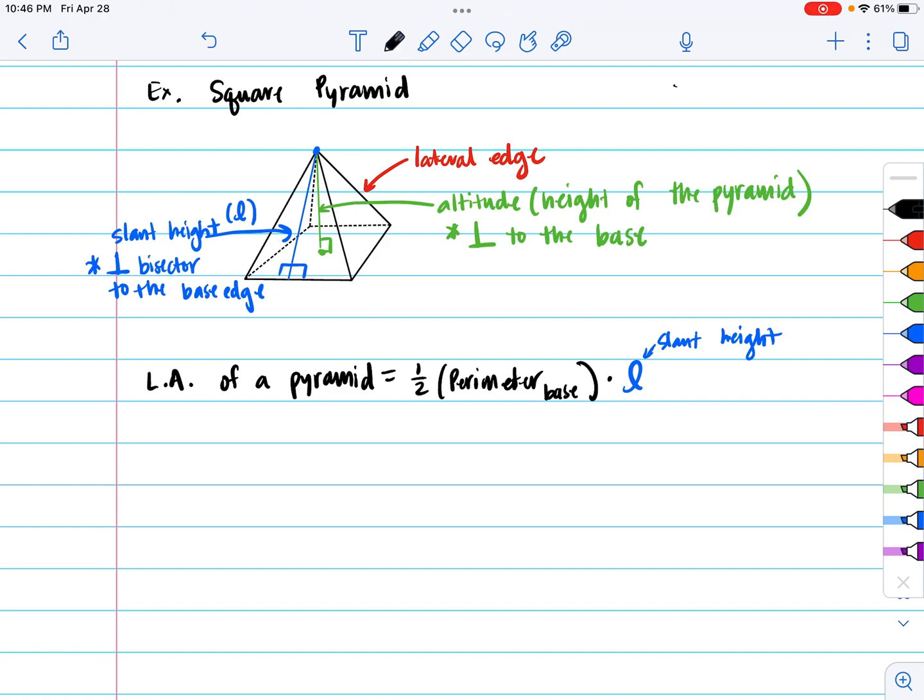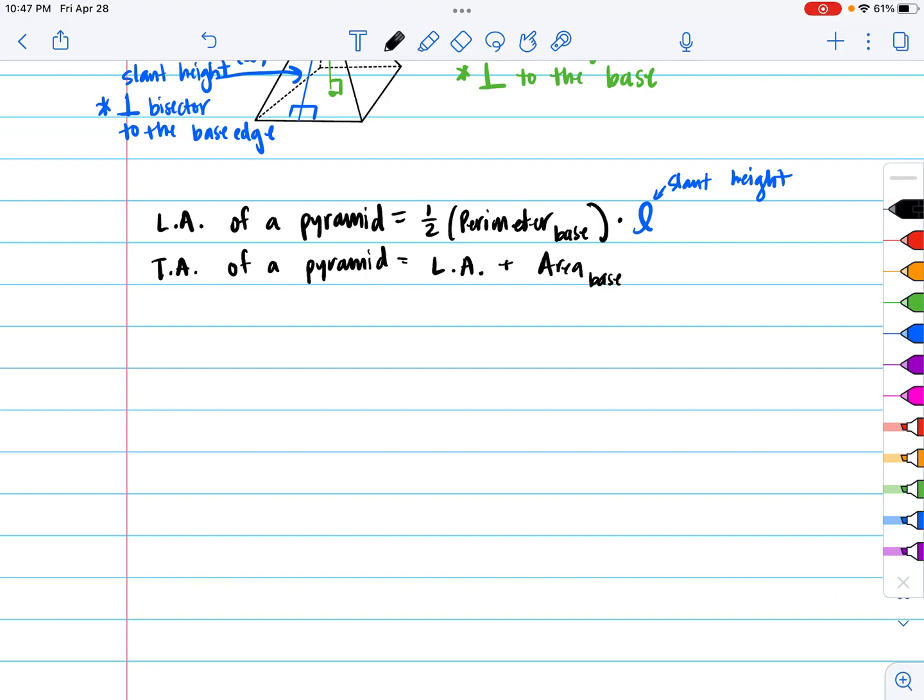Now, we also have total area. So let's call this TA, or surface area, where we would just include the base, right? Just like before, surface area is just the lateral area plus the bases for a prism. In this case, we only have one base. So total area of a pyramid is equal to lateral area plus the base, area of the base. And once again, I'm going to do a subtext for that. Okay? And that's it.